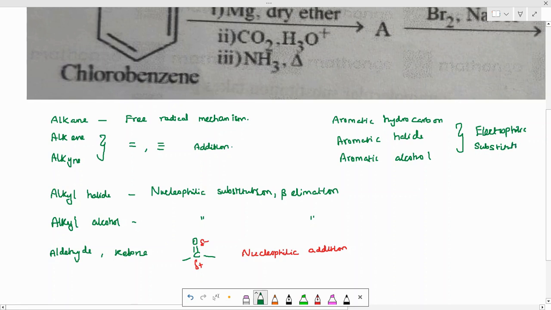Electrophilic substitution will be given by any aromatic compound. It may be a hydrocarbon, halide or alcohol. So in our 11th and 12th standard, we are going to deal only with that. Whenever you are dealing with a mechanism, you have to check the reactant: whether it is a halide, an alkane or hydrocarbon, or an aldehyde or ketone. Like that you have to think.